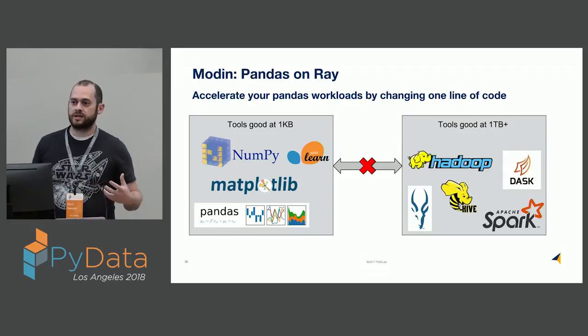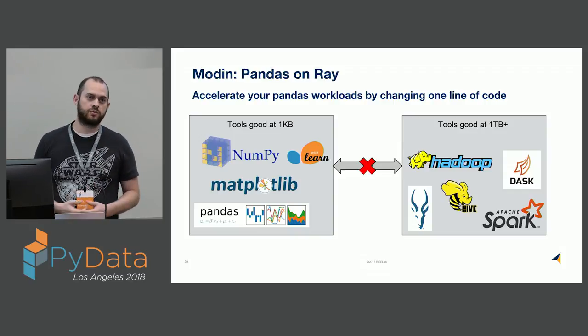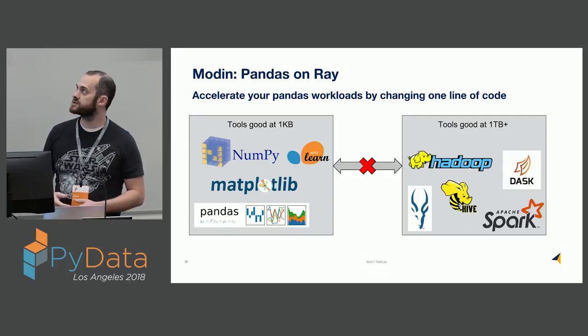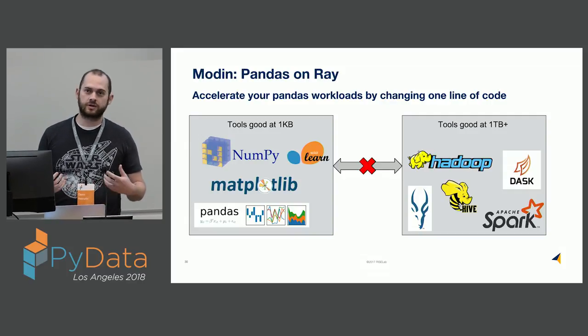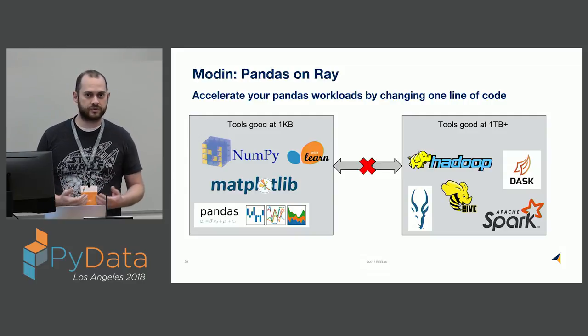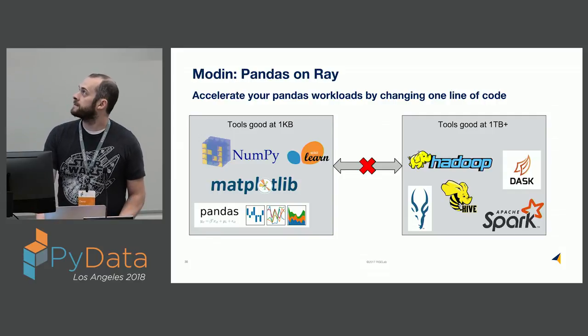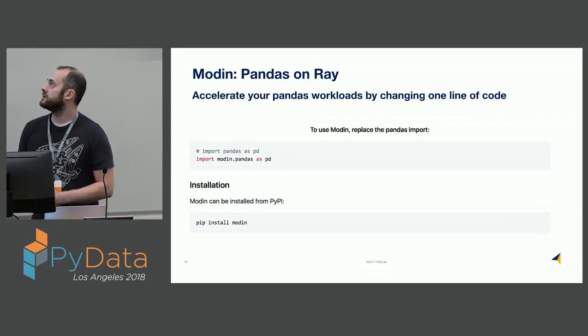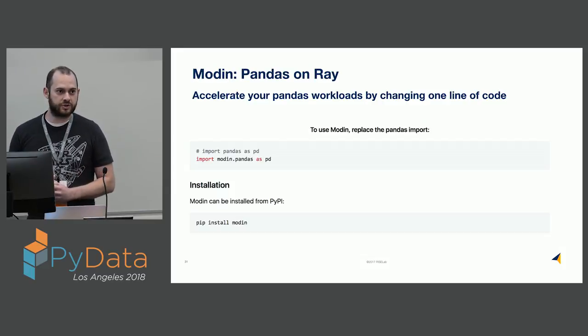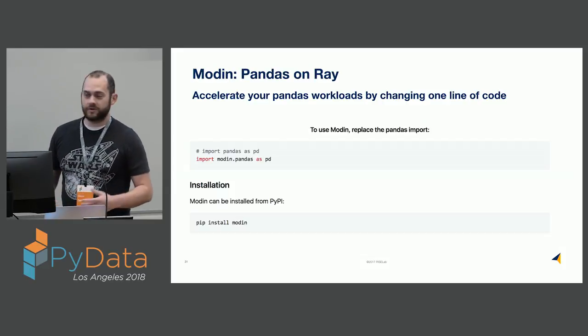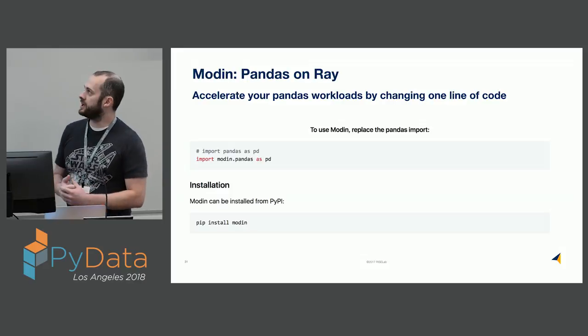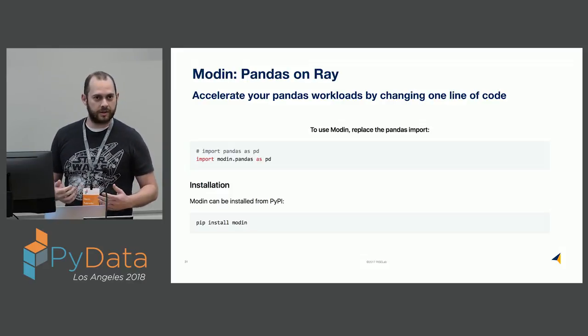So there's kind of this disconnect where I can't use my tools that I learned and I've been using for years on terabyte data, and the tools that are made for terabyte data actually perform worse on small data than these other tools. So I end up having to use different tools on different data sets to do the same exact thing. This seems counterproductive. So we took the approach of accelerating pandas by changing one line of code. The one line of code is the import statement. So normally you would import pandas as PD. Instead, you import modin.pandas as PD.